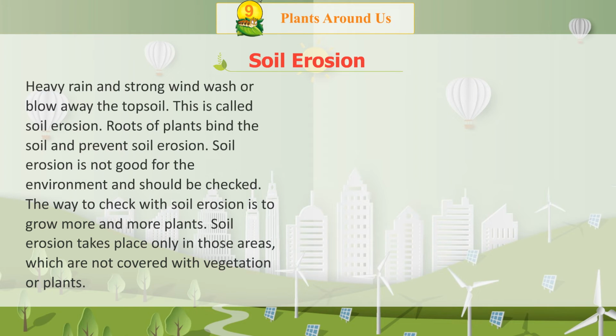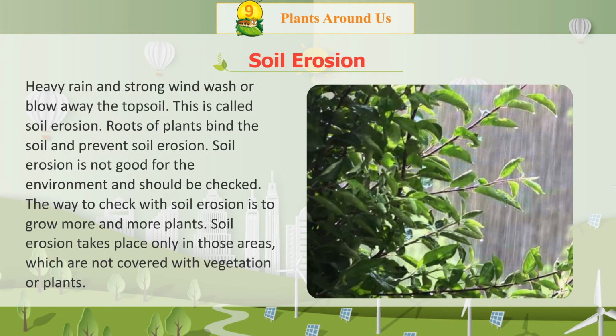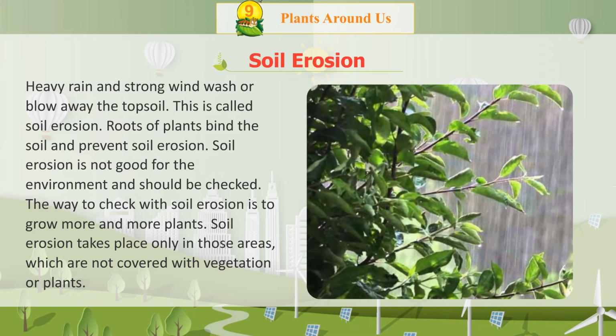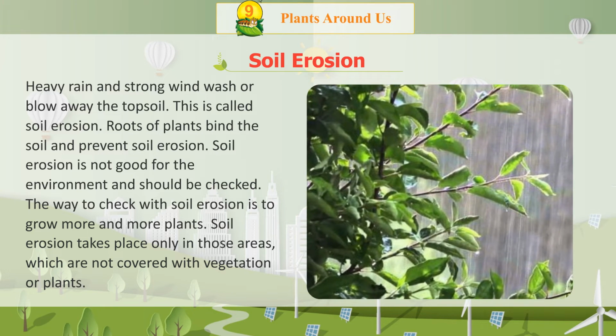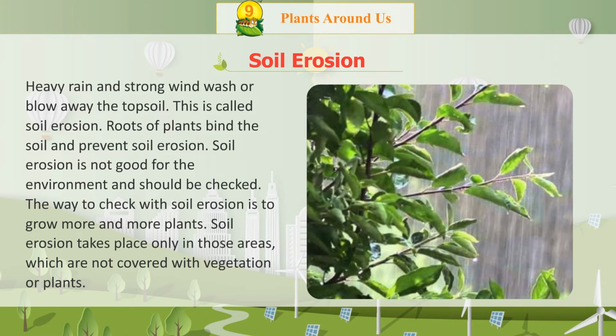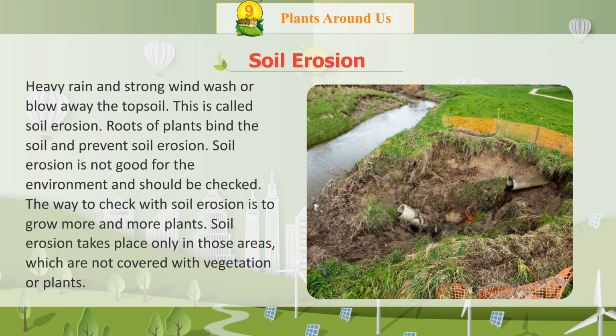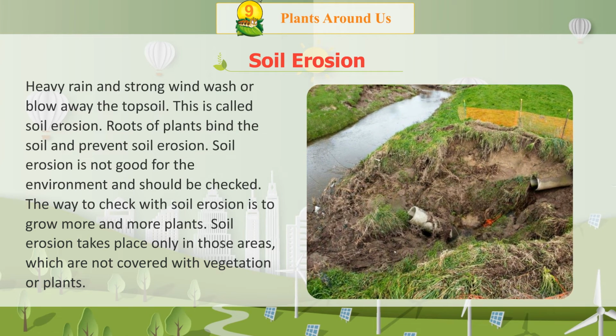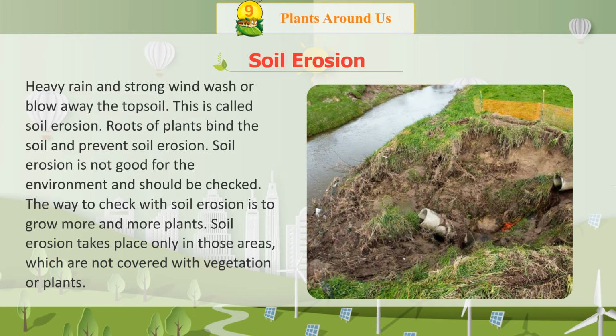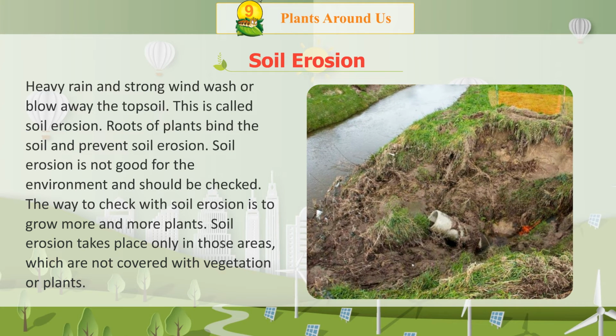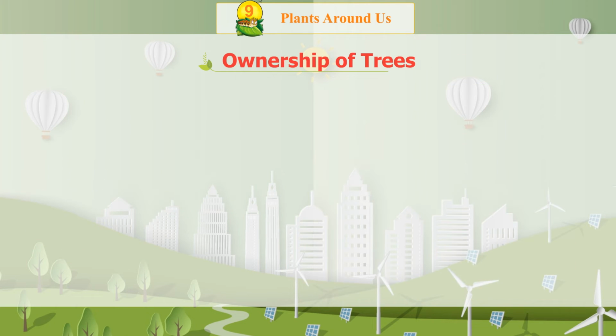Soil erosion. Heavy rain and strong wind wash or blow away the topsoil. This is called soil erosion. Roots of plants bind the soil and prevent soil erosion. Soil erosion is not good for the environment and should be checked. The way to check soil erosion is to grow more and more plants. Soil erosion takes place only in those areas which are not covered with vegetation or plants.